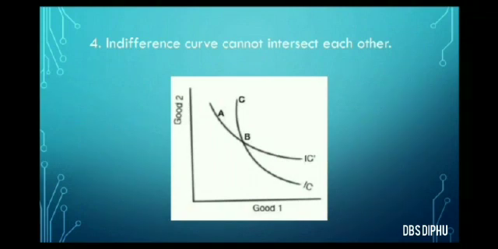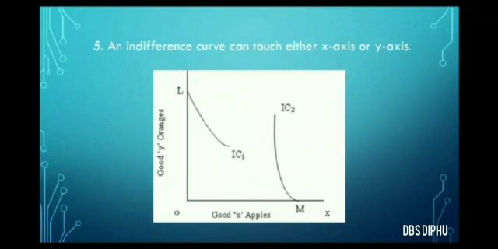Point number 5 is that an indifference curve cannot touch either the x-axis or the y-axis. As shown in the diagram, you see here, if the indifference curve touches the x-axis at point M, then the consumer will be having OM of X and none of Y. Similarly, if the indifference curve touches the y-axis at point N, then the consumer will be having ON of Y and none of X. Such curves are contradictory to the assumption that consumers buy both the goods in all combinations.